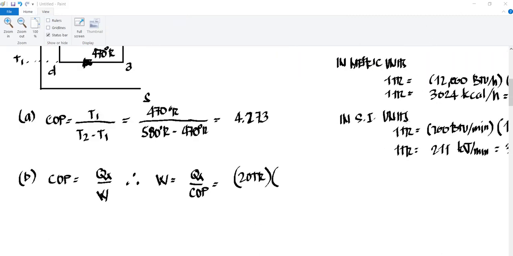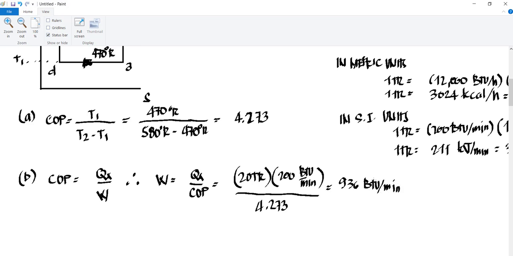So that will be 20 TR, multiplied by the conversion 200 BTU per minute. Okay. Then divided by your COP, which is 4.273. So using your calculator, we have 936. That will be BTU per minute. Now let's call this the Q rejected. So let's rewrite our equation of work. So that will be Q rejected, that will be equal to work plus the Q absorbed.